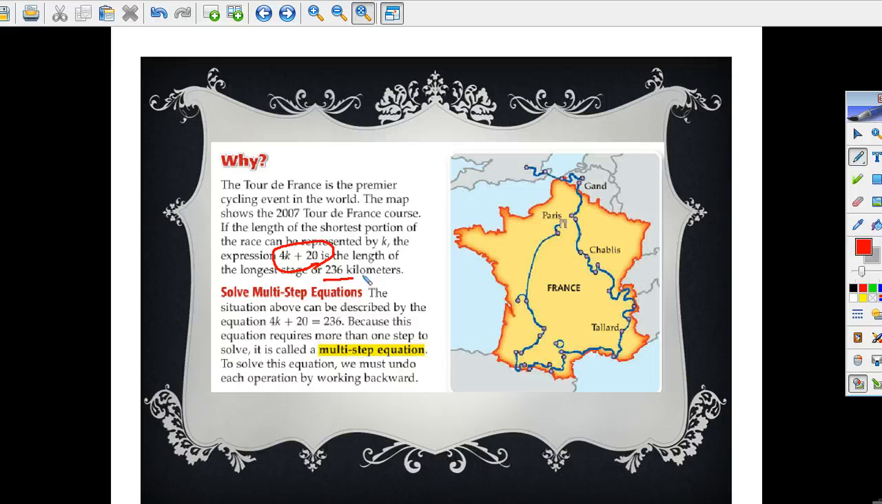Solve multi-step equations. The situation above can be described by the equation 4k plus 20 equals 236. Because this equation requires more than one step to solve, it is called a multi-step equation. To solve it, we must undo each operation by working backward. That means we just do the opposite to get rid of everything else. Remember, we're going to isolate the variable by itself. So if the variable is k, we want k equals a number.